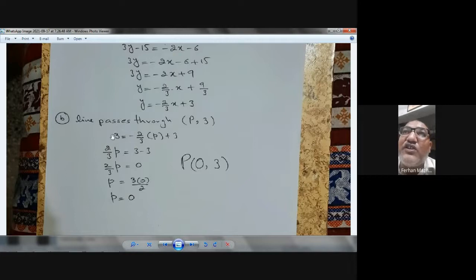This positive 3, when it goes to the other side, becomes minus 3. So you will have 2 by 3p equals 3 minus 3, which is 0. So now p will be equal to, this 3 will go to the other side and multiply, this 2 will go to the other side and divide. So 3 multiplied by 0 is 0, and 0 divided by 2 is also 0. So the value of p is 0.